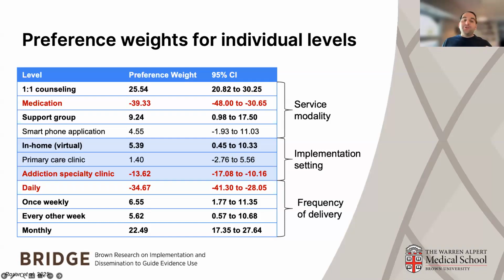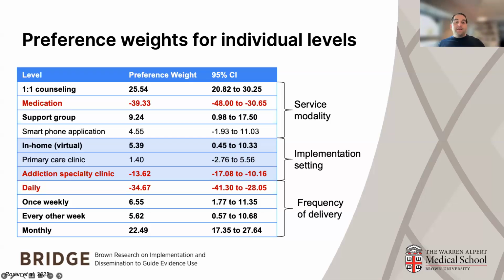So the way that you would interpret these is based both on the valence, so whether the value is negative or positive, and then on the scale of the value itself, as you'll see, they go from negative 100 to 100, and whether these values overlap the null value of 0.